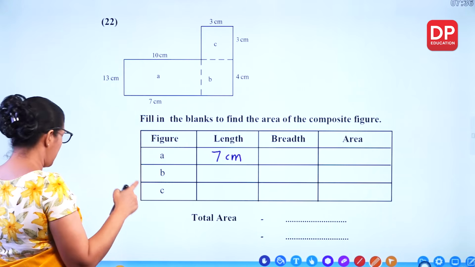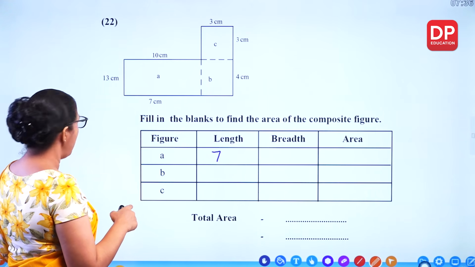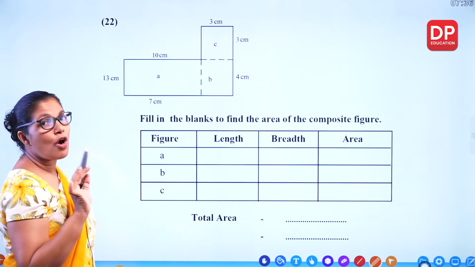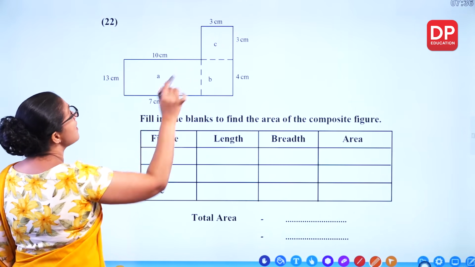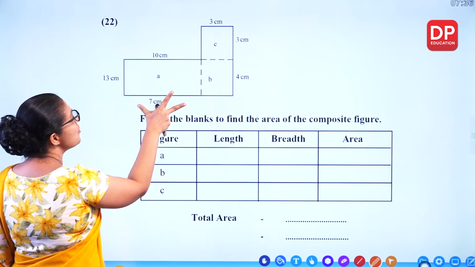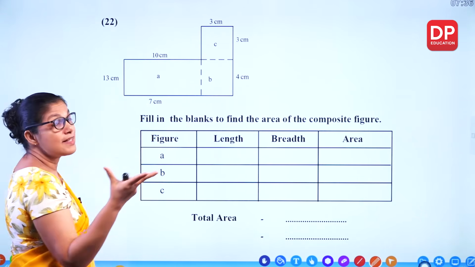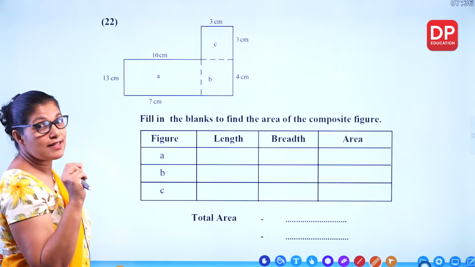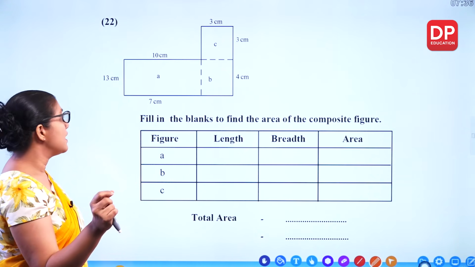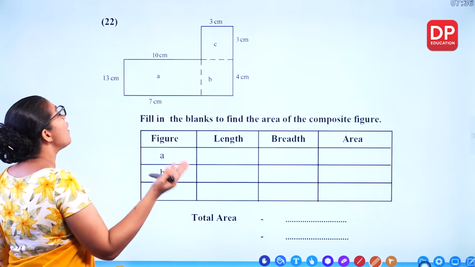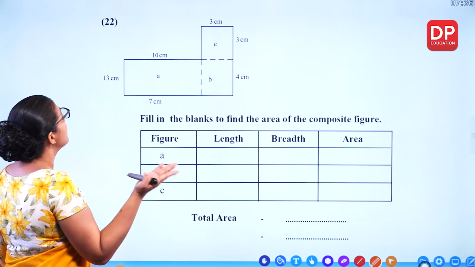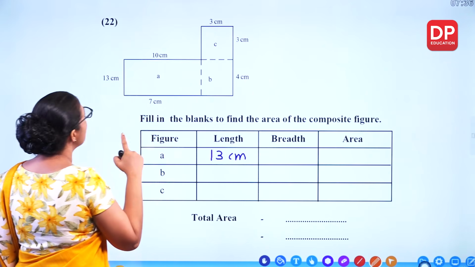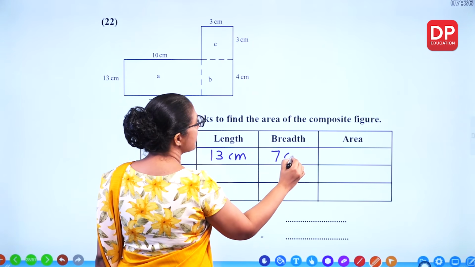Actually this should be other way around. Length is the longer one. So we can take, diagrams are not in the scale. So 13, you will imagine why this 7 centimeters is bigger than 13 centimeters. So this diagram is not to scale. So we have to take the longer one as the length. 13 centimeter is the longer one. So we'll take this as length. 7 centimeter is the breadth.